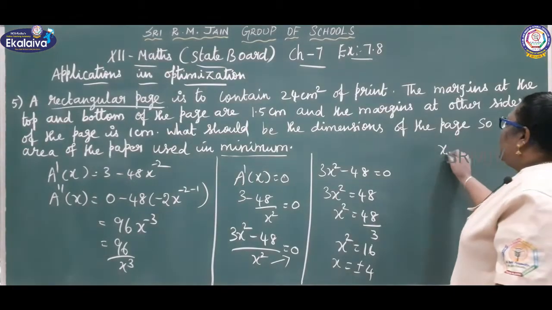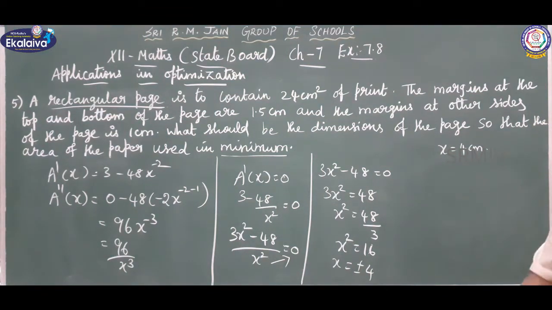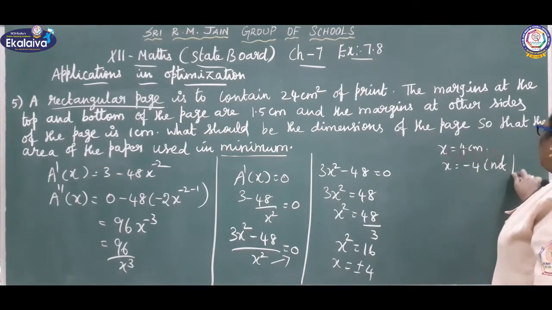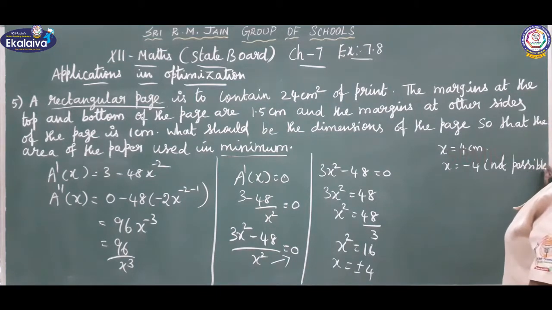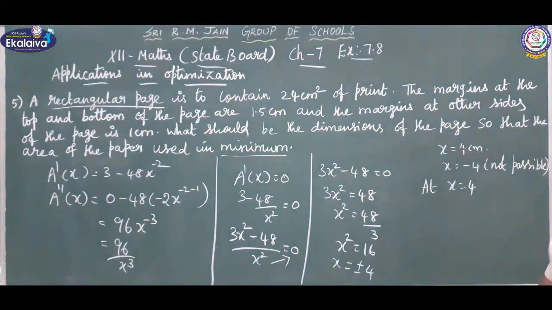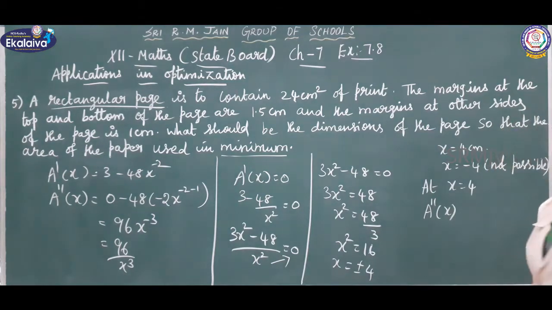We can take x equal to 4 centimeter, because dimension cannot take a negative value. So, x equal to minus 4 is not possible. So, you can take the value x equal to 4 centimeter. At x equal to 4, what about A double dash of x? A double dash of 4 equal to 96 by 4 cube. You can substitute x by 4.